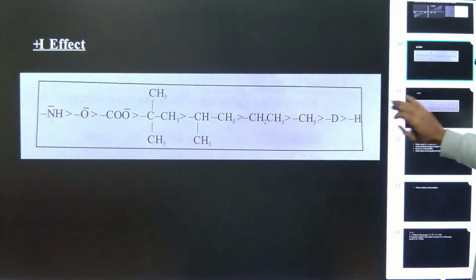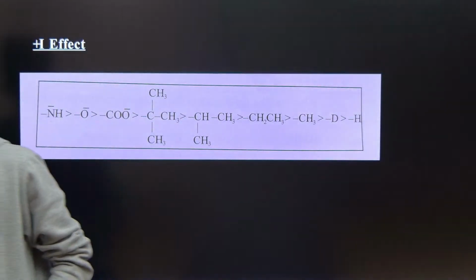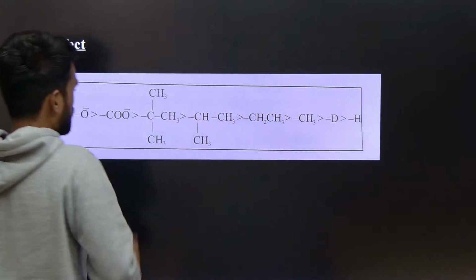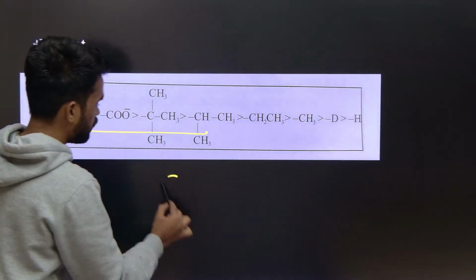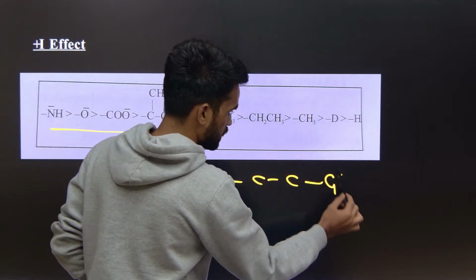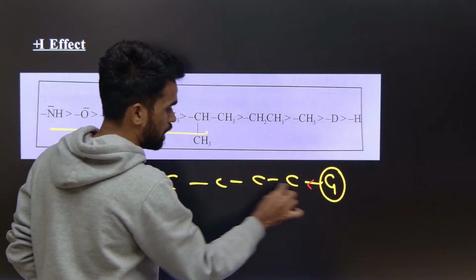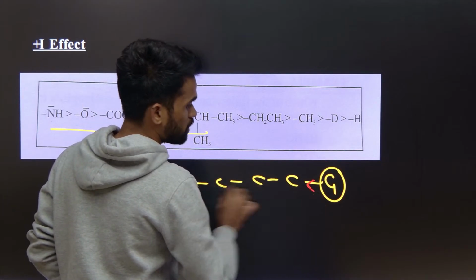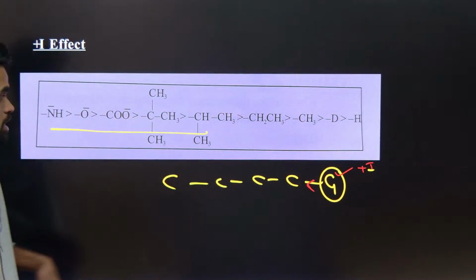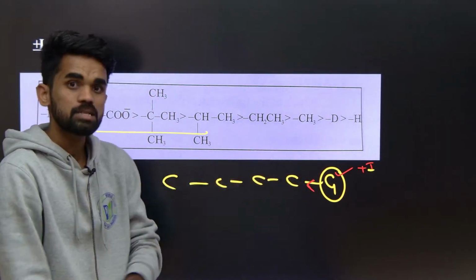I hope you remember that there are two types of inductive effect: one is plus I effect, the other is minus I effect. How are we classifying them? Depending upon the polarization, depending upon the type of groups attached to the carbon chain. If this is our carbon chain, and a group G is attached to it, and that group G has the ability to release electrons into the chain through this sigma bond, then we say that group G is a plus I group. If this G group has the ability to release electrons into the carbon chain, we say it is a plus I group.